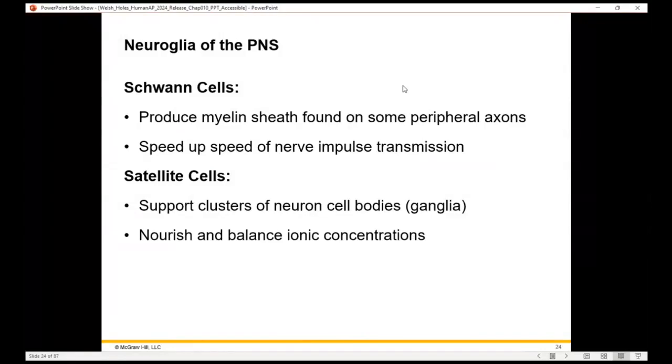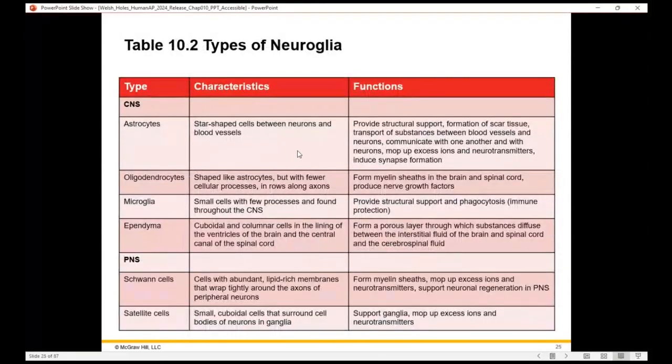Okay, some other neuroglia, these specifically of the peripheral nervous system. The Schwann cells produce myelin sheaths that are found in some of the peripheral axons. They speed up the nerve impulses. Satellite cells support clusters of neuron cell bodies or ganglia, and they nourish and balance ionic concentrations. Table 10.2 goes through each of these types of neuroglia in more detail.